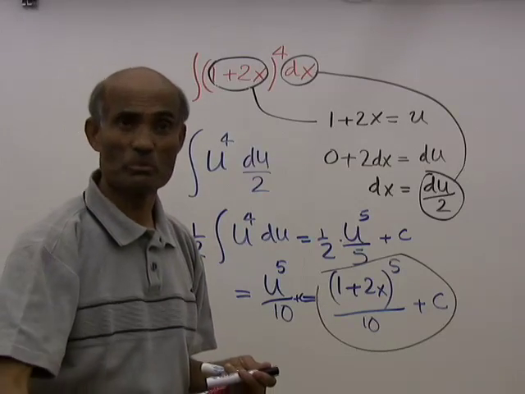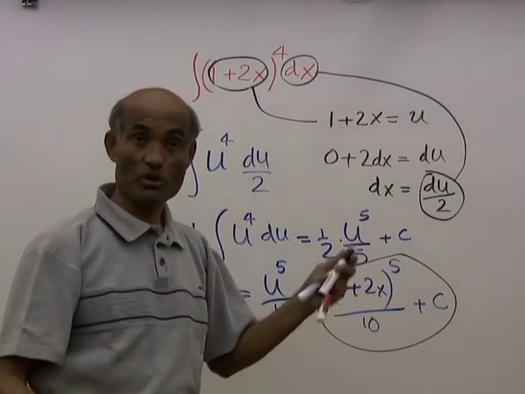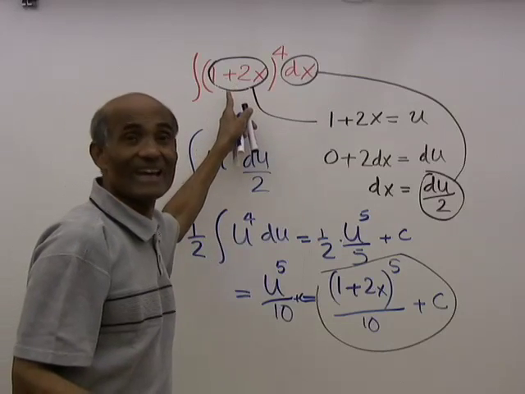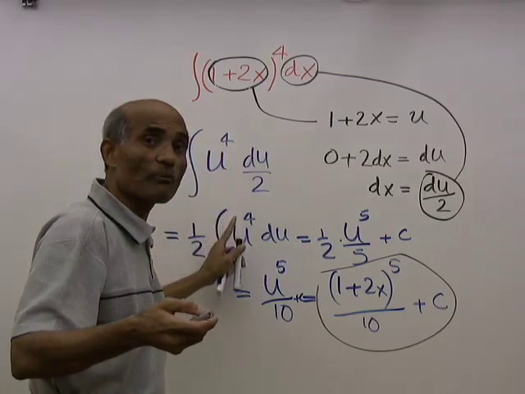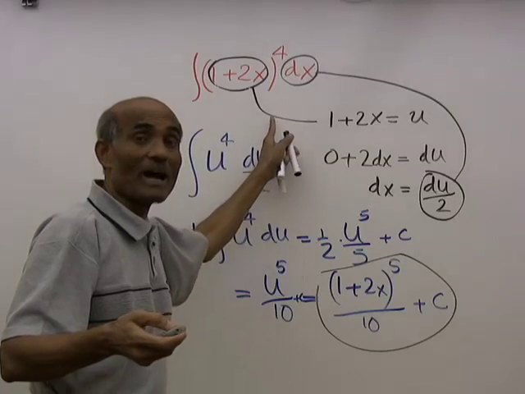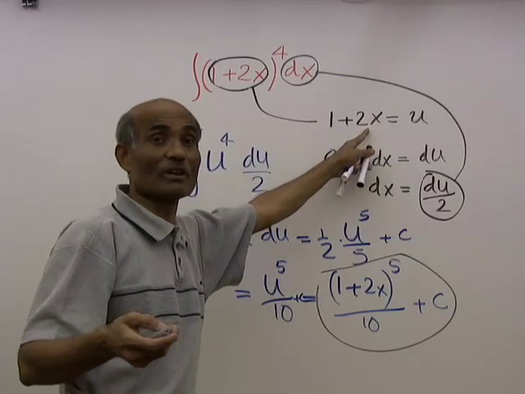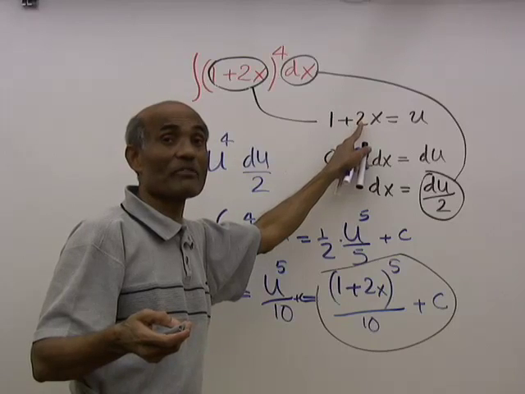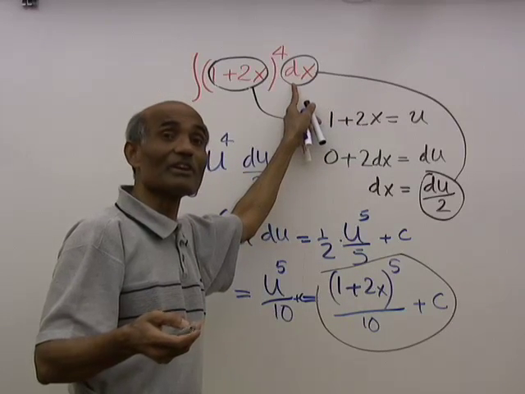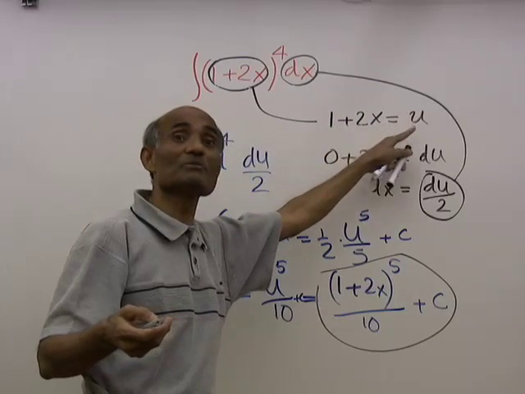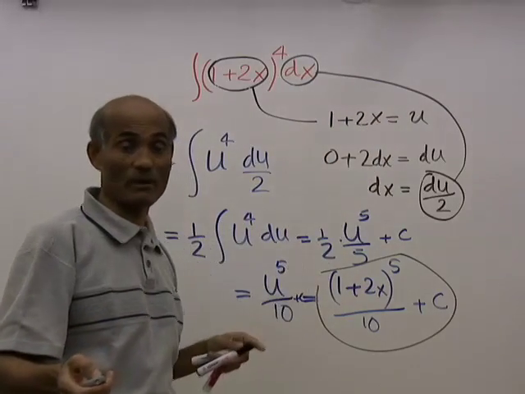Okay, that's a simple method, is that right? So, when you have a quantity like this, reduce it to the form that we already know by an appropriate substitution. And the method requires that your dx needs to be replaced in terms of the substitution as well.